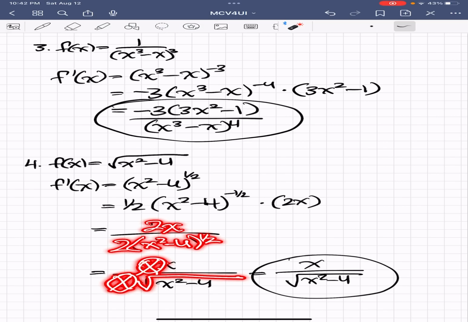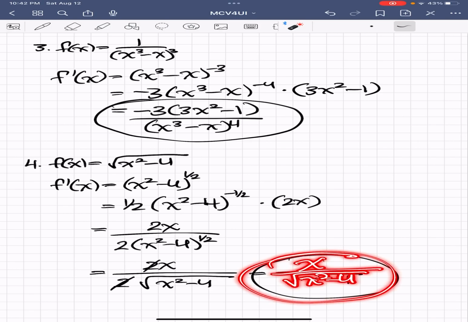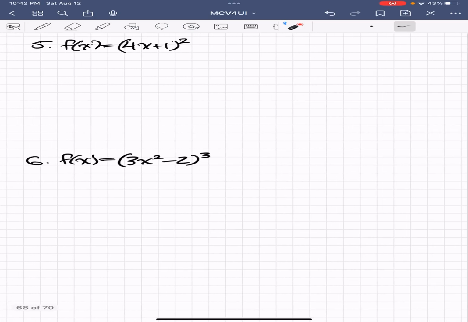I crossed out those, and I was left with x on the top, so our final answer was x over the square root of x squared minus 4. So that was our answer that we were left with. And moving on.